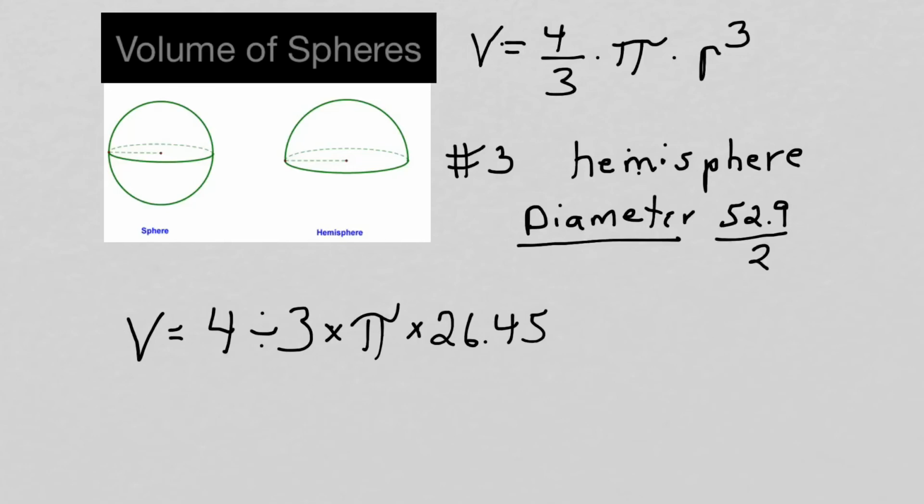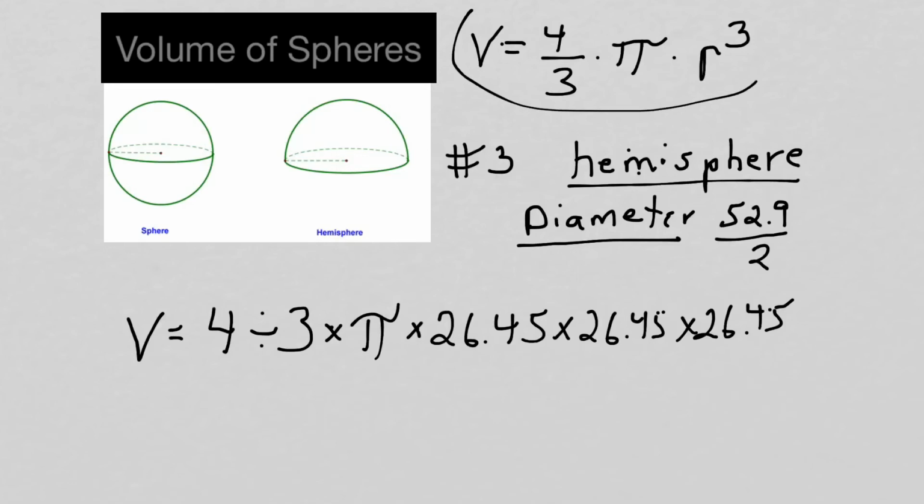Right, cubed, so I got to do it 3 times. 26.45 times 26.45. And this wants to know a hemisphere, and our formula is for a whole sphere, so we got to multiply this times 0.5. Right? If you remember to take care of the diameter, and always keep an eye on what the radius is, not the diameter, the radius, you'll be fine with these.